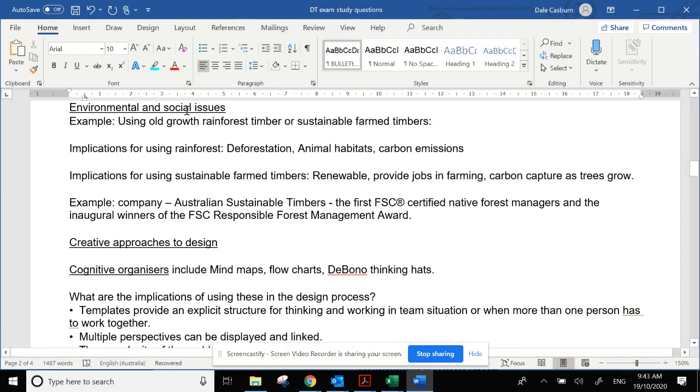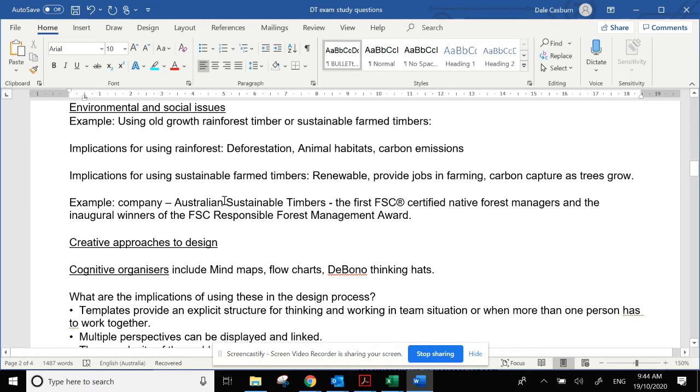Environmental and social issues. I always think the easiest one is comparing the use of old growth rainforest timbers compared to sustainable farmed timbers. Some of the implications for using the rainforest: obviously deforestation, taking away animal habitats, carbon emissions which aren't being recaptured by replanting the trees. And the opposite for sustainable timbers: it's renewable, provides jobs in farming, sort of continually sustainable job growth, and as the trees grow, they capture carbon.